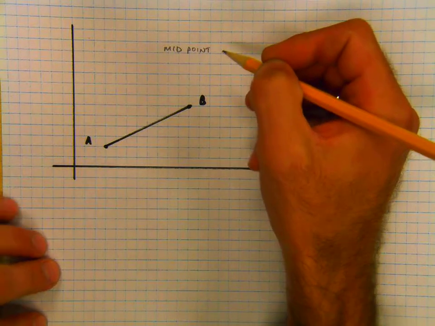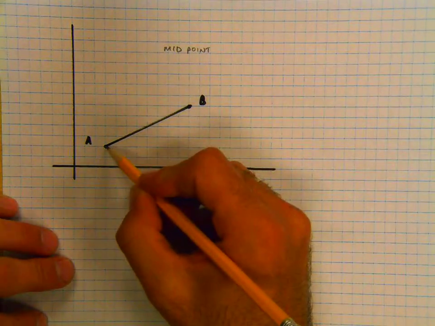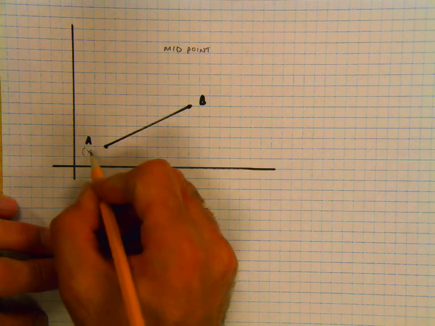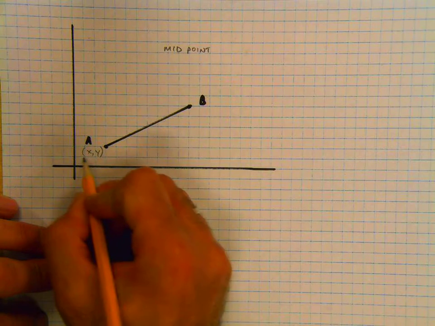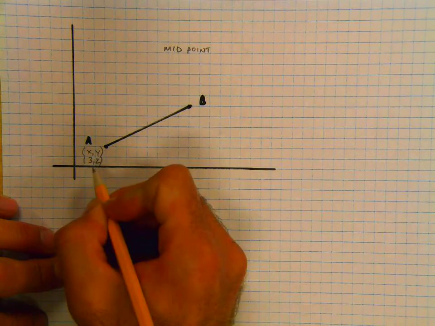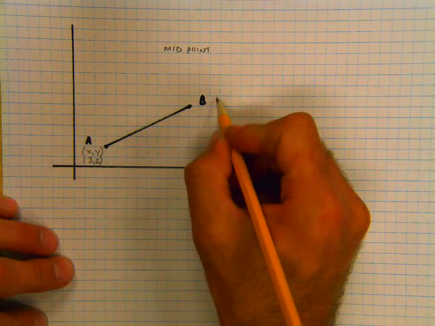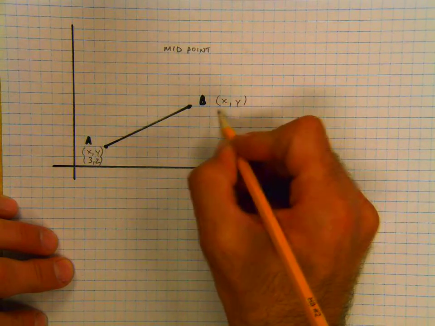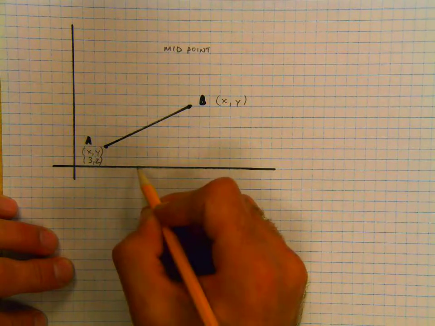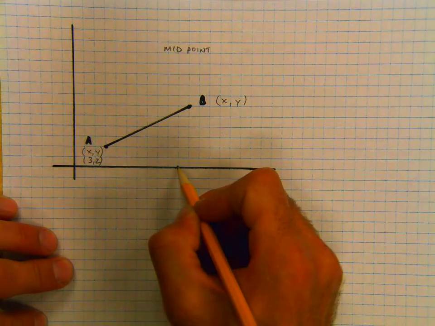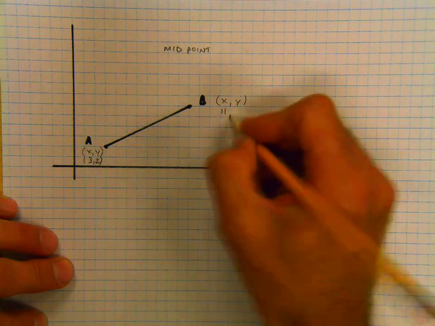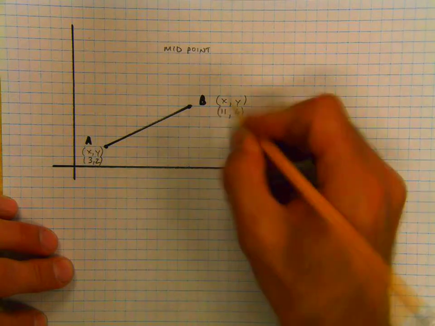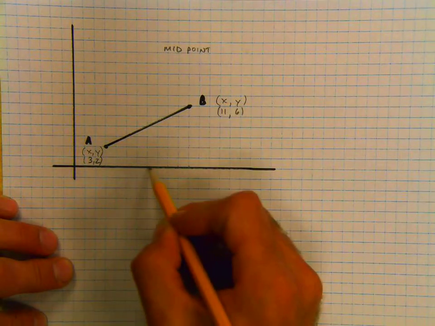Okay, so if we have a line that goes from point A to point B, point A is represented by an XY coordinate, and in this case it is (3, 2). Point B is also represented by an XY coordinate: 3, 4, 5, 6, 7, 8, 9, 10, 11. And it looks like it's up 1, 2, 3, 4, 5, 6. Okay, let me check that. 3, 4, 5, 6, 7, 8, 9, 10, 11.